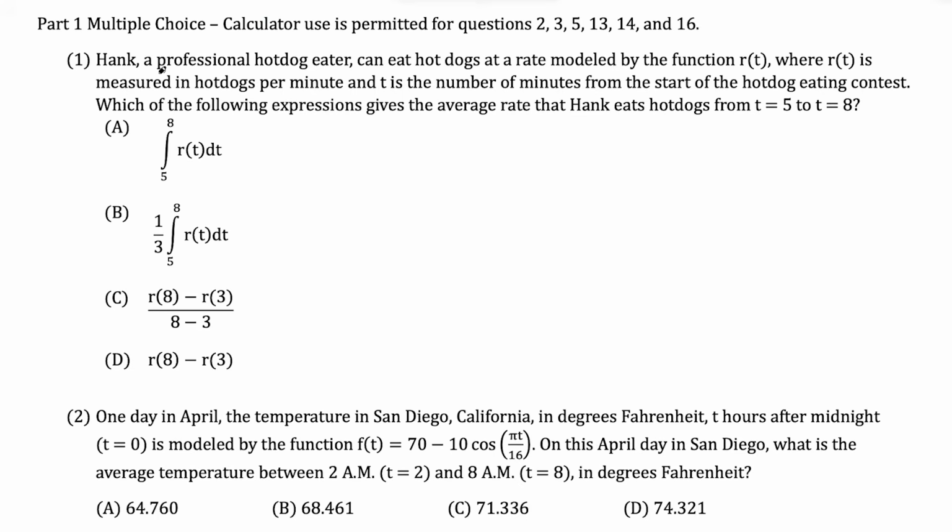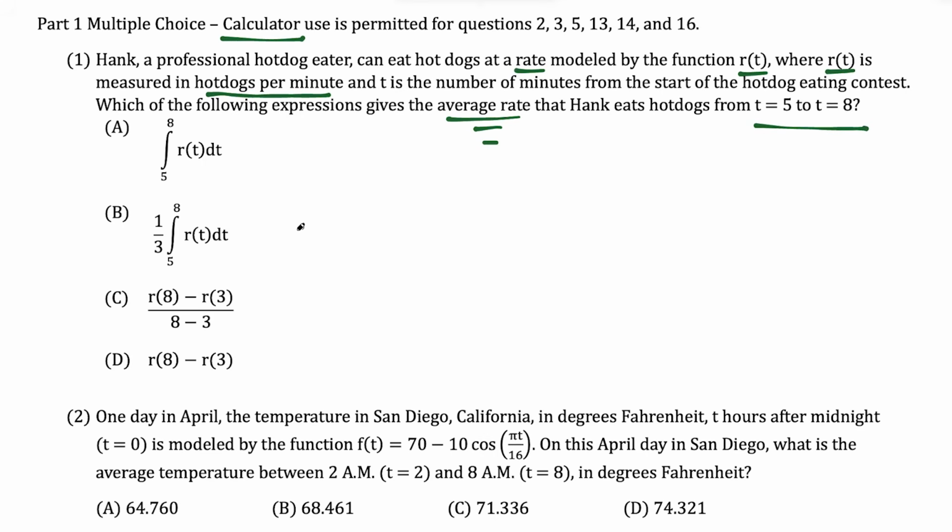Now let's get started. For the multiple choice questions here, we are going to use a calculator for just these questions over here. First up, we have Hank, a professional hot dog eater, who can eat hot dogs at a rate modeled by the function R of t, where R of t is measured in hot dogs per minute, and t is the number of minutes from the start of the hot dog eating contest. We want to know which of the following expressions gives us the average rate that Hank eats hot dogs from t equals 5 to t equals 8.